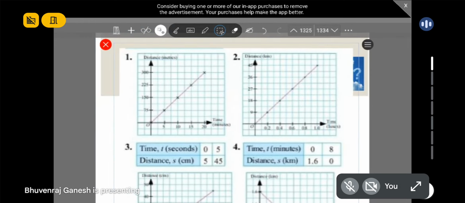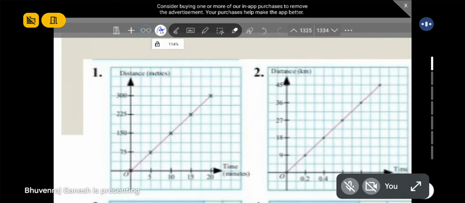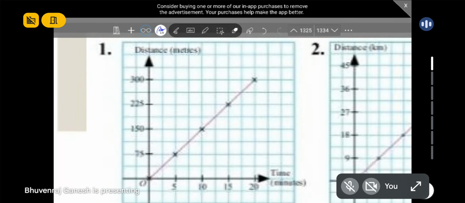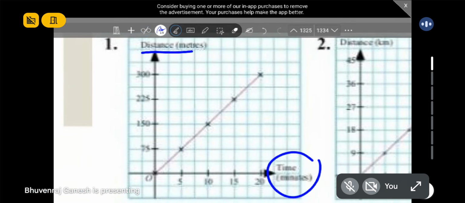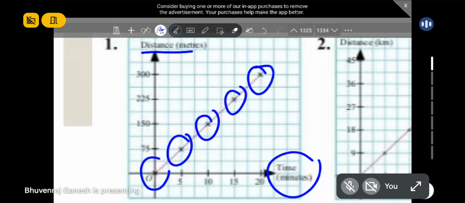Okay, so your graph will look like this for question 1. Okay, this is the graph. Okay, distance, meter, time, minute. So kamu boleh lukis lah. Okay, this is your answer. Okay, paham guys? Do you get the graph? So just need to plot all these 5 points.